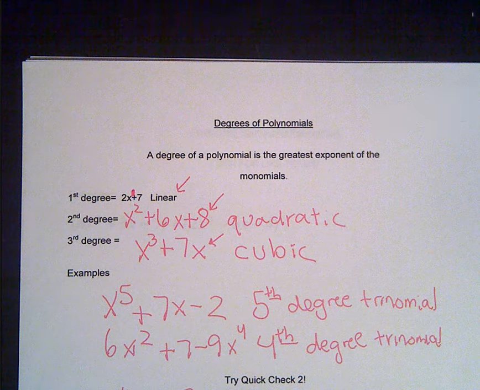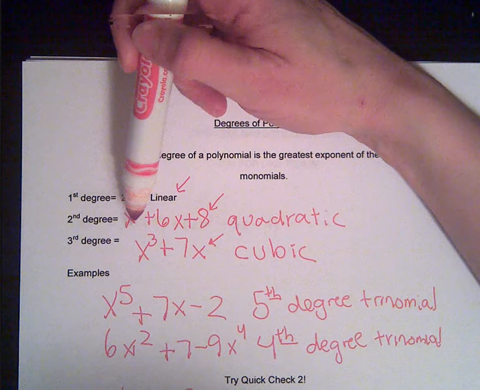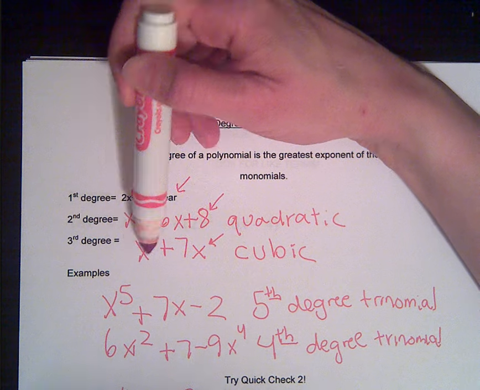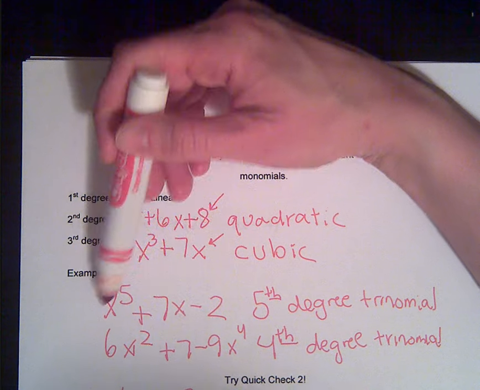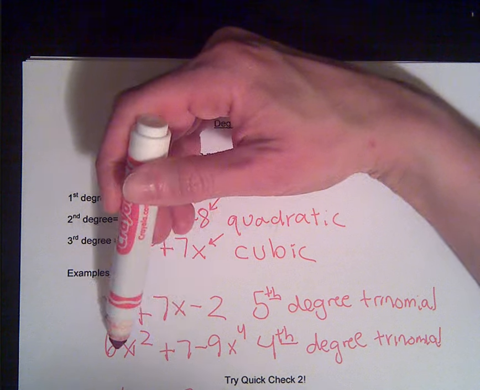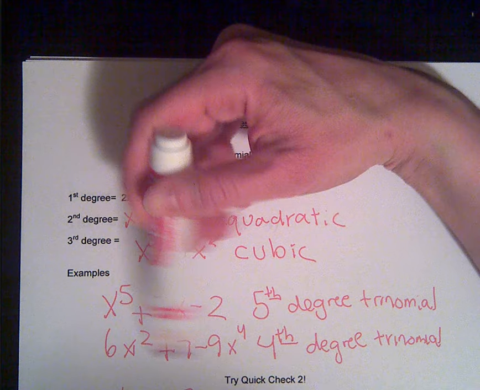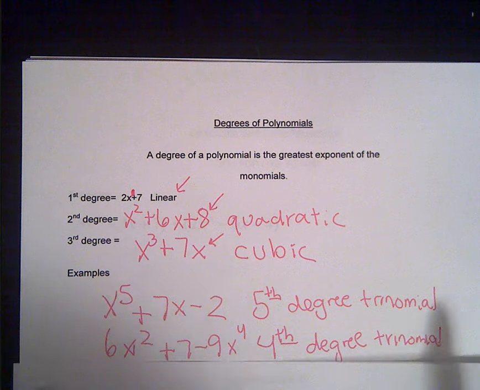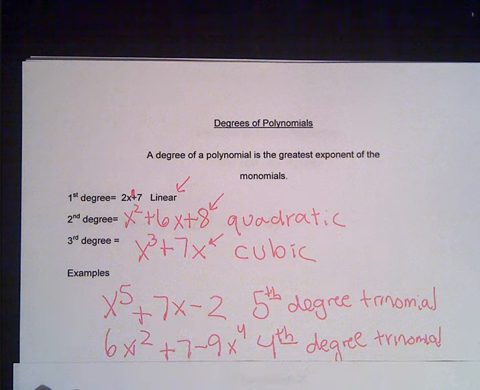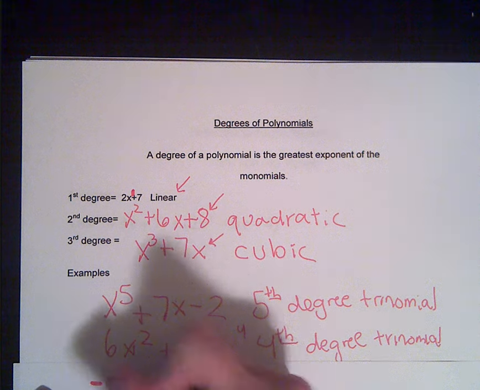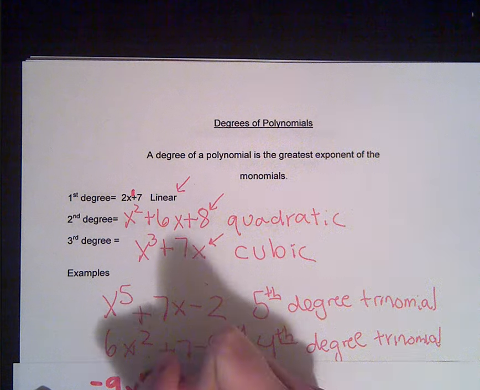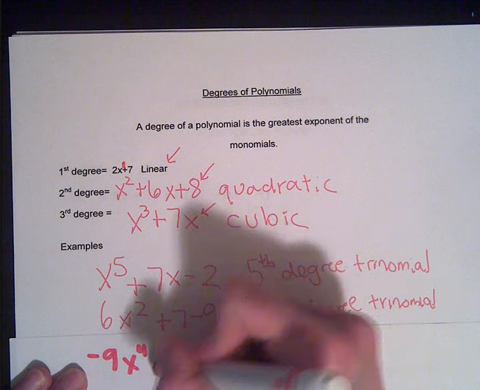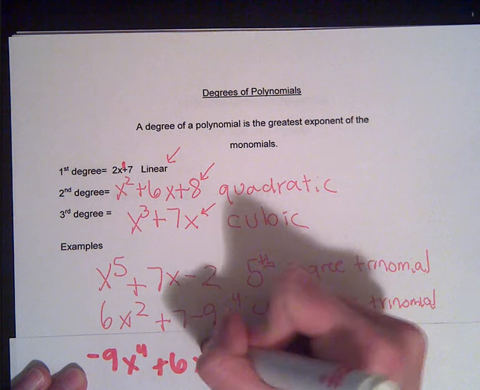So these are all in standard form because my highest exponent is the x squared, then the x. X to the third, this would be x to the first. This is in standard form also. This one right here is not in standard form. If I was going to rewrite it in standard form, I would write the highest exponent first, so negative 9x to the 4th. My next highest exponent is the 6x squared, so plus 6x squared plus 7.